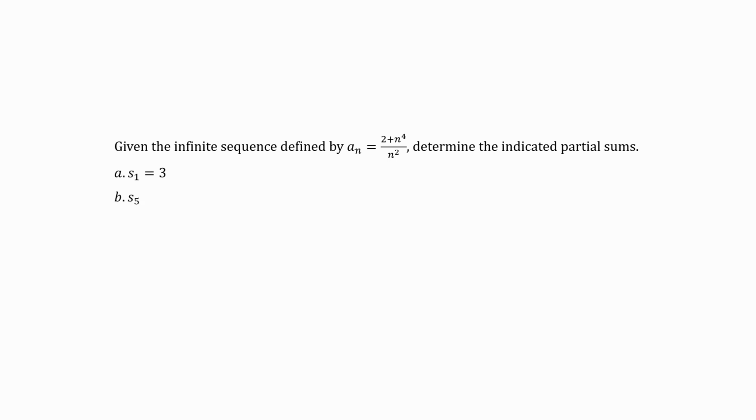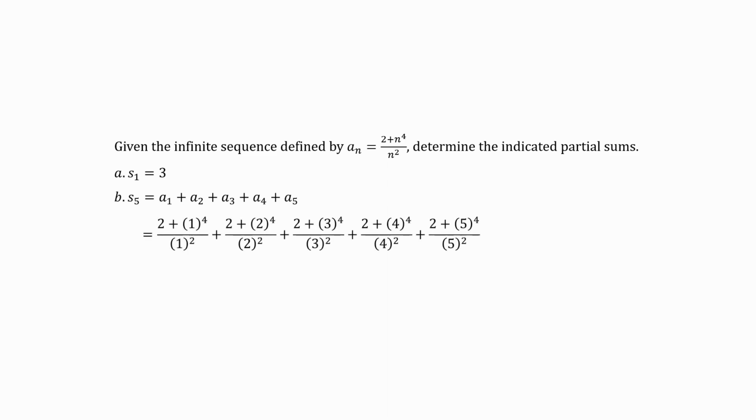Next, yung fifth partial sum. Equal naman yon sa sum ng first 5 terms. So 2 plus 1 raised to 4 over 1 raised to 2 plus 2 plus 2 raised to 4 over 2 squared plus 2 plus 3 raised to 4 over 3 squared plus 2 plus 4 raised to 4 over 4 squared plus 2 plus 5 raised to 4 over 5 squared.